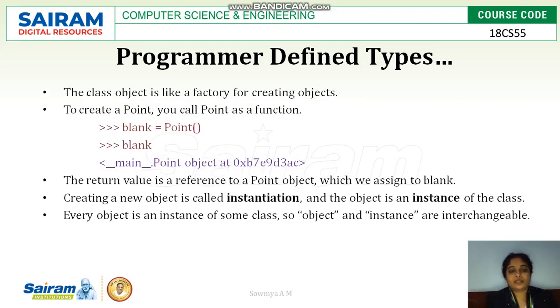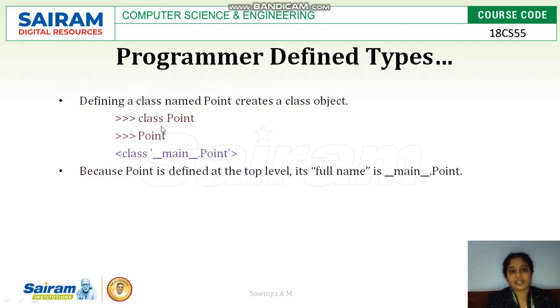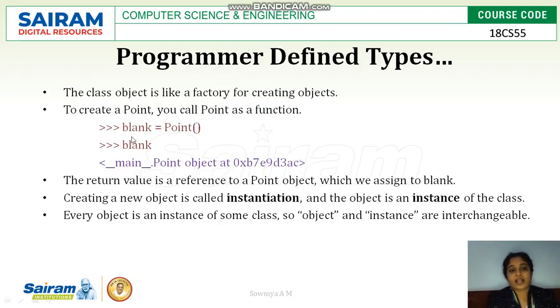So coming to class and object. An object is a factor that creates physical space for the class. To create an object, we give the object name, which is equal to the class name used as a function. From the previous example, the class is Point, so here the class name is Point. So blank is an object which is equal to the class name as a function. The open and close parentheses represent the function.